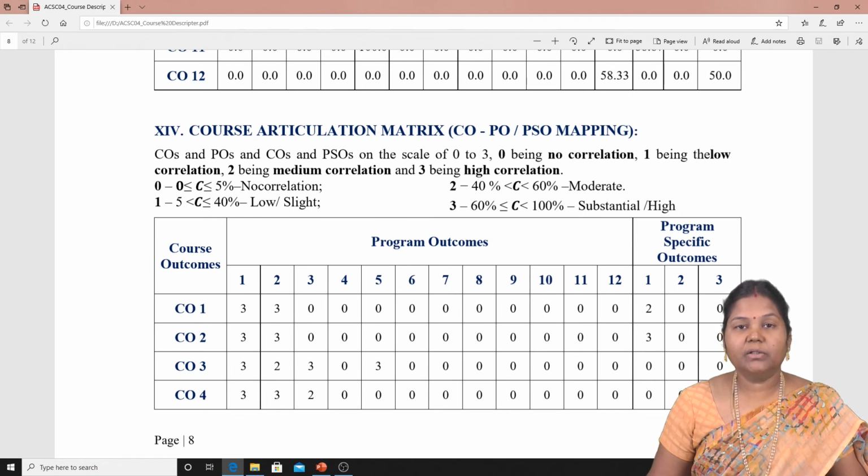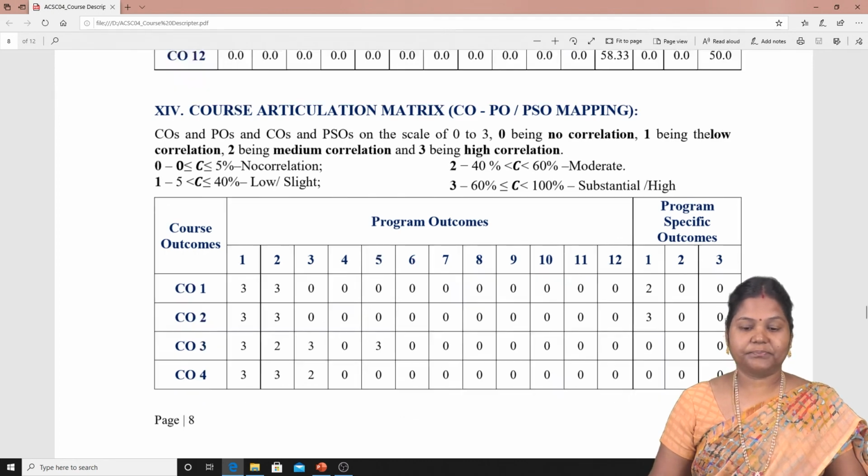So 0, 1, 2, 3 are the respective numbers given. Whenever we find a 0, we understand that there is no correlation. If it is 1, then it is low correlation. If it is 2, then medium correlation. And if it is 3, then it is high correlation.